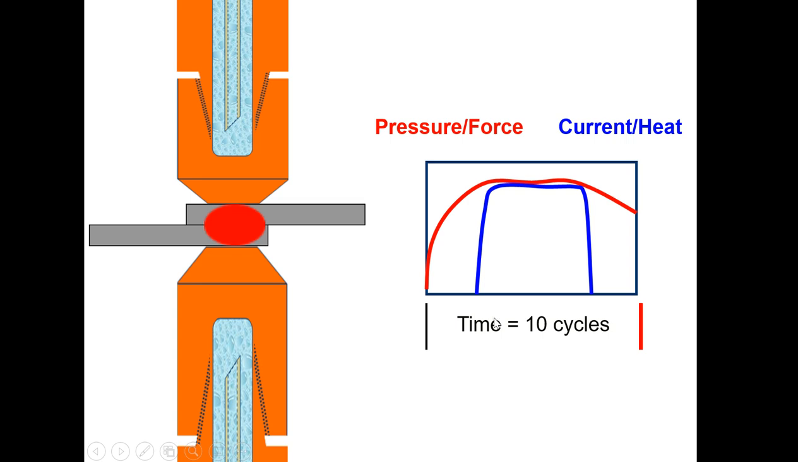Like I said, it might look a little bit different if I had some HSLA or something like that to work on. But if I was welding basic mild steel, this would be exactly what you'd see. I'd make sure the forces got to where I want them to be, initiate my current, shoot it for a specific amount of time, and shut it off. Plain and simple.